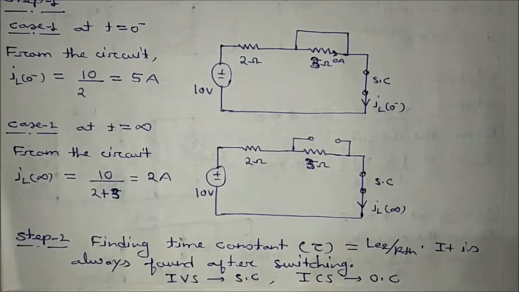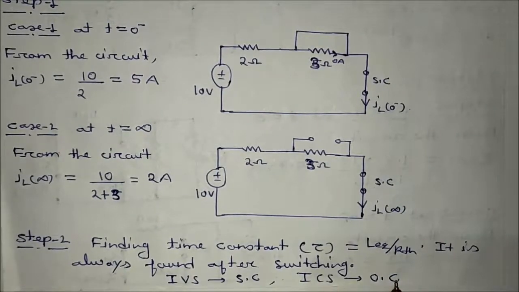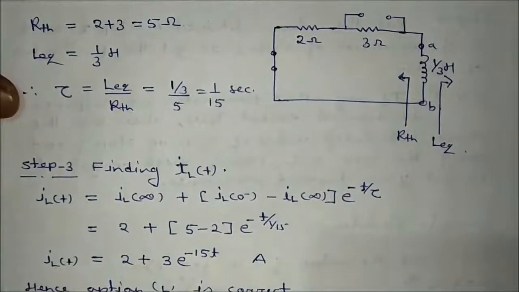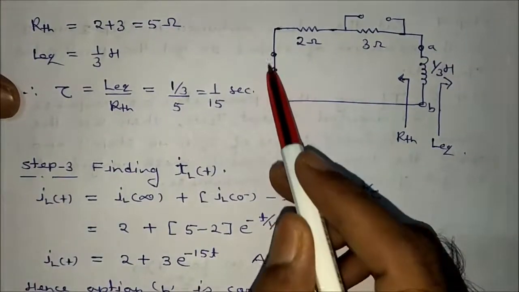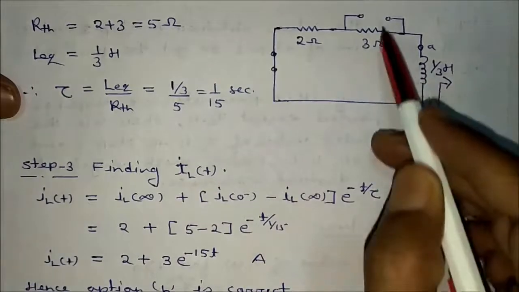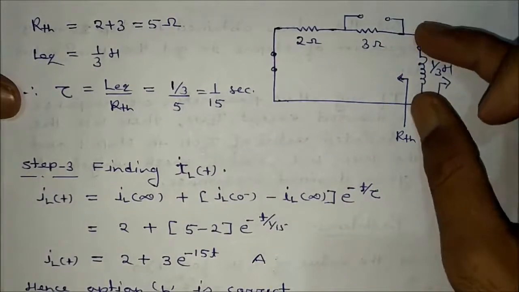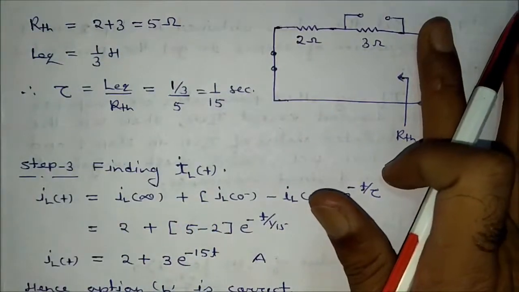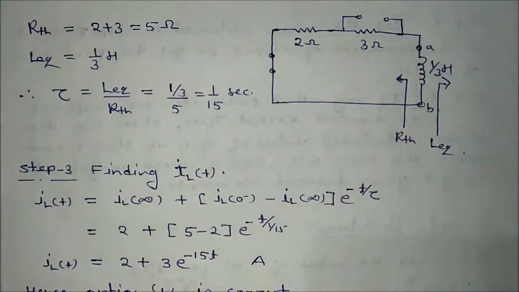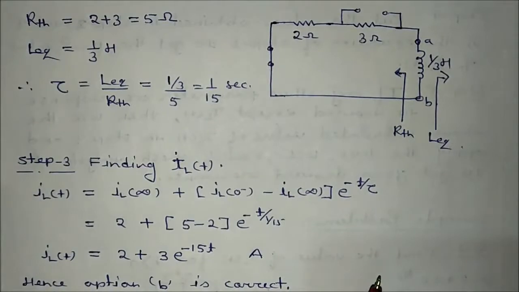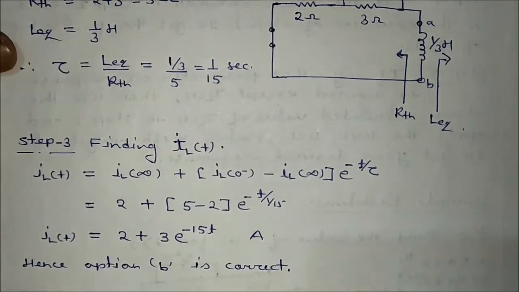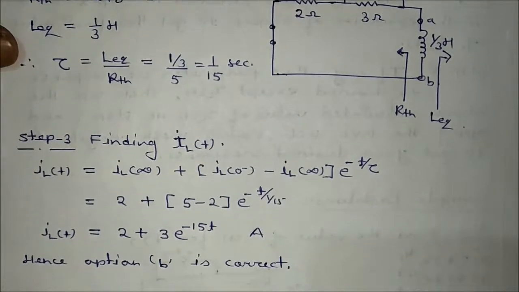Voltage source short circuited, current source open circuited. If you do so, you will get a circuit like this. This source has been shorted, this is L, across this terminal. If you find RTH, 3 plus 2 will be in series, that is equal to 5 ohm, and L equivalent is already known, that is equal to 1 by 3 Henry. So tau is equal to L equivalent divided by RTH, that is equal to 1 by 15 second.